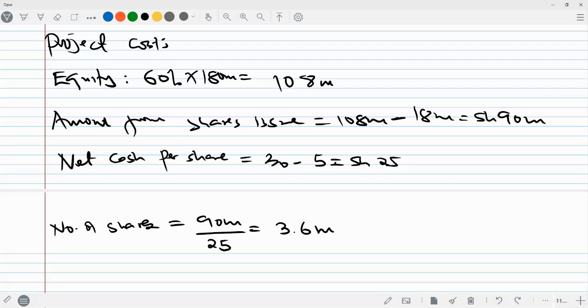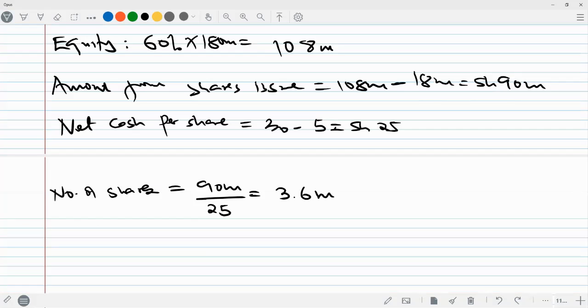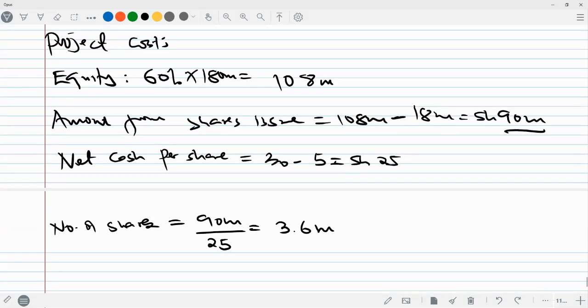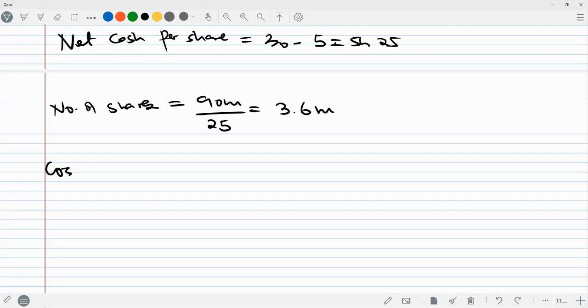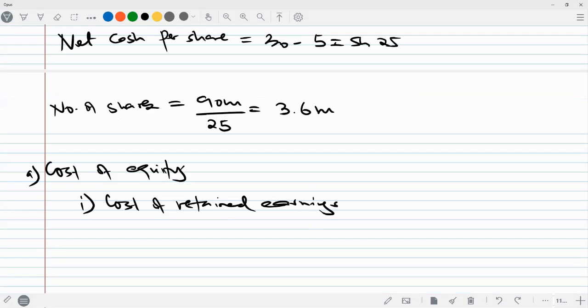Roman 3, we need to get the weighted marginal cost of capital. Don't forget, the money is coming from two sources, equity and debt. But from equity there are two sources: issue of shares, 90, plus the retained earnings, 18, and now from debt. So you need to get the cost of equity. Let's begin with the cost of equity, and we first get the cost of retained earnings. Don't forget retained earnings is part of equity, the 18 million which the company is going to use.